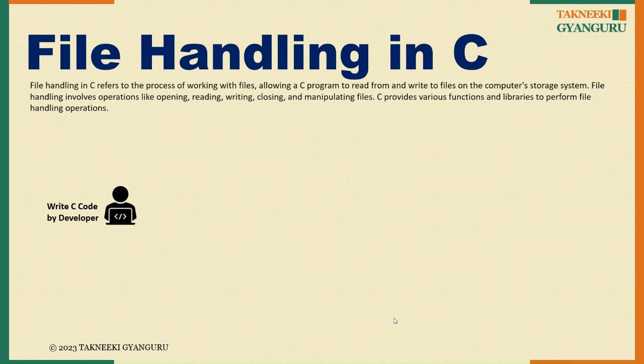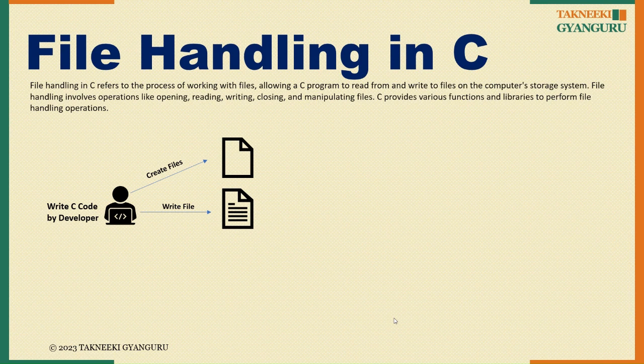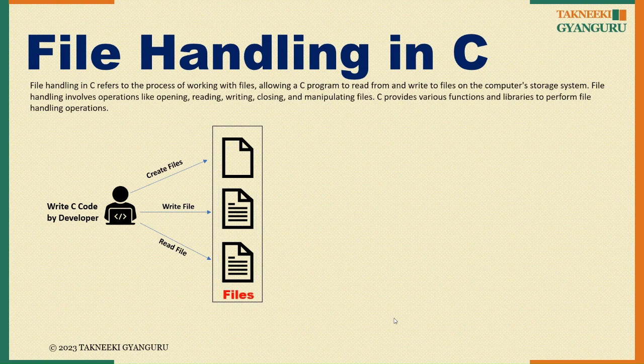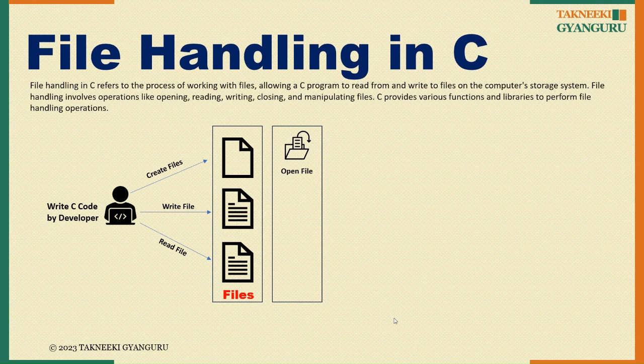So developers, or we, can develop code. Through the code we can create a file, and once we create it we can write something into that file. And if some file is already there, we can also read from that file. To read, we have to open that file, right? We can open and close files, and we can update the file. These are some of the processes, right?